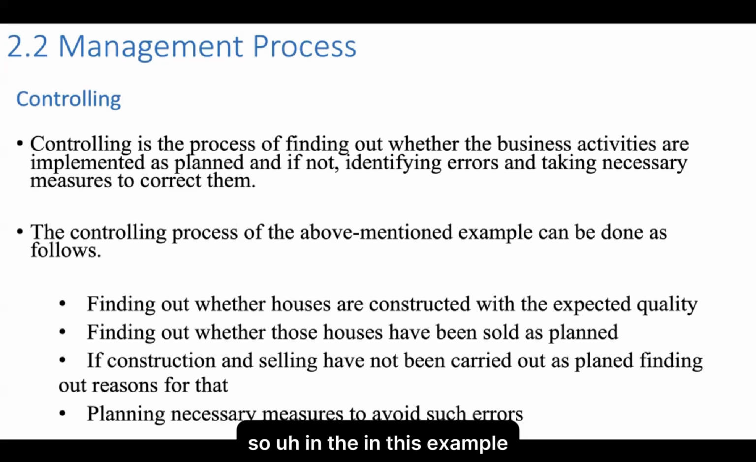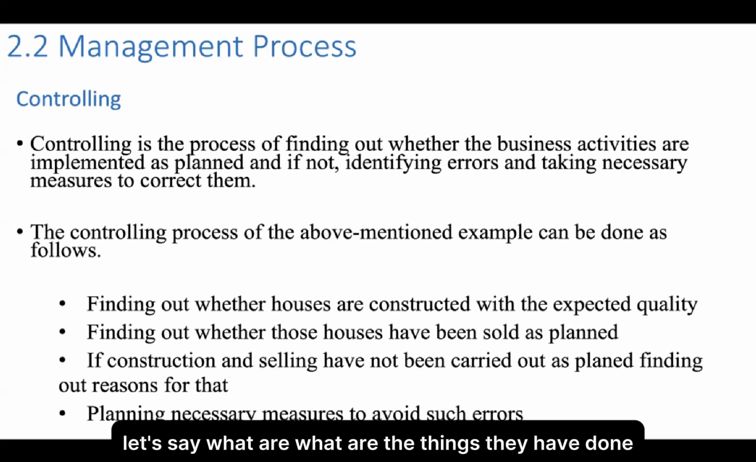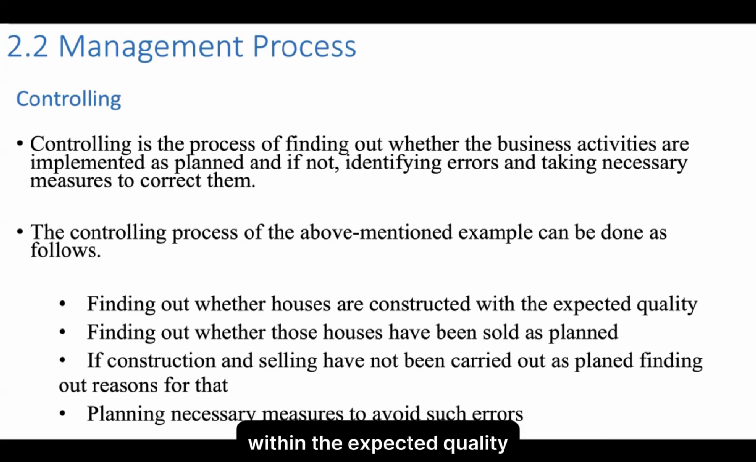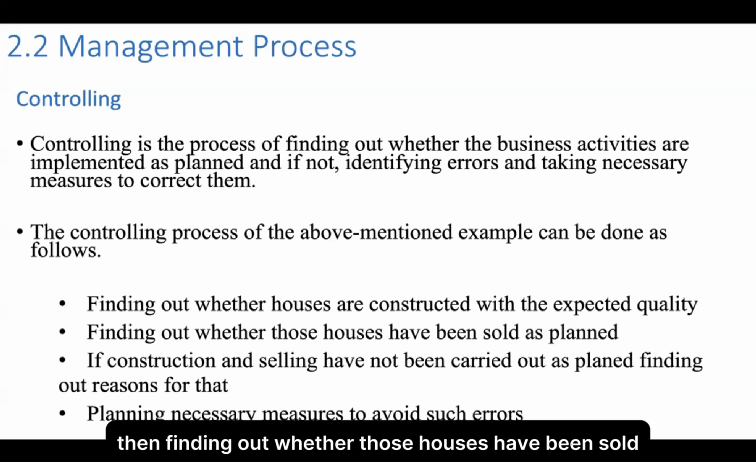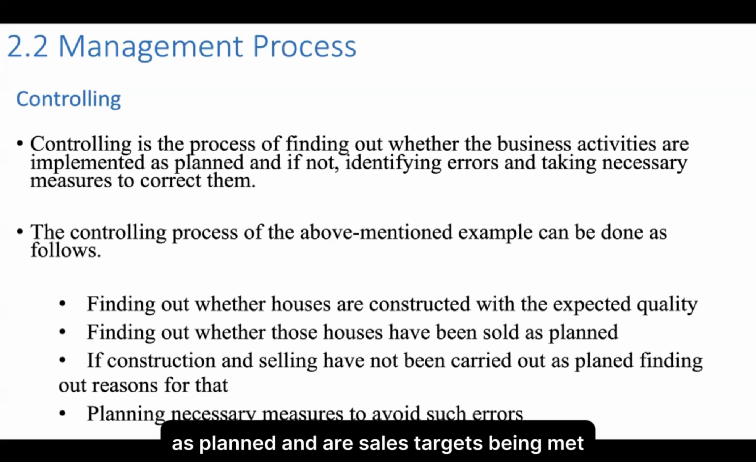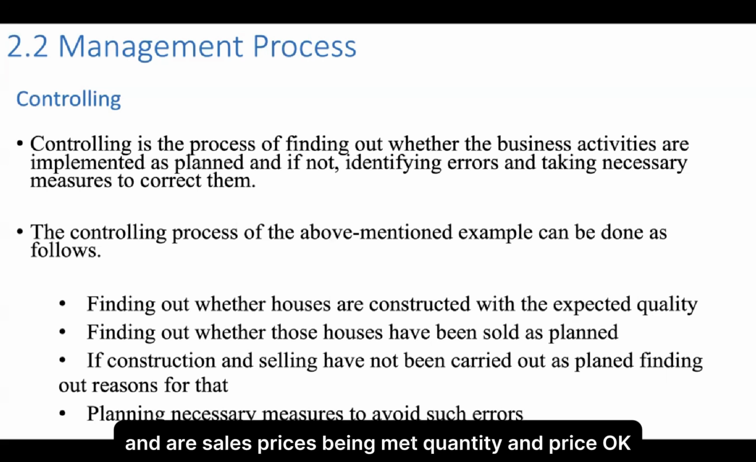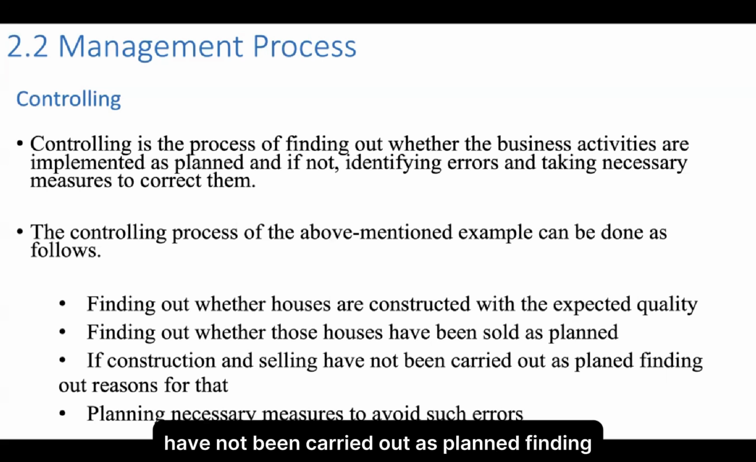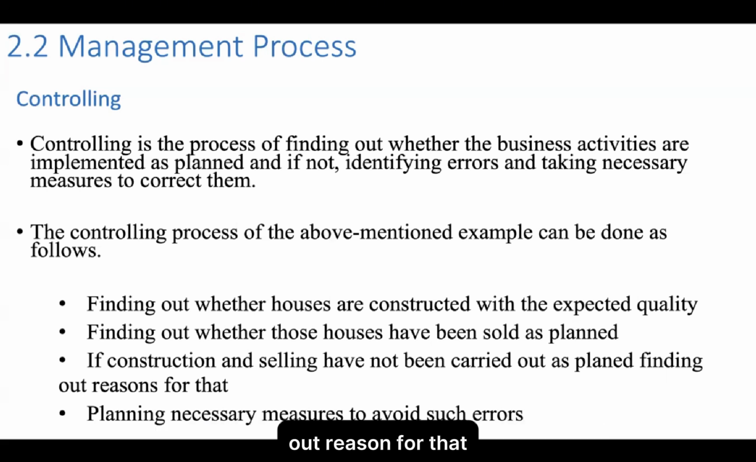So in this example, let's say, what are the things they have done? Finding out whether houses are constructed within the expected quality. We are checking whether the houses are of the expected quality. Are there any cracks? Are there any errors? Likewise, then finding out whether those houses have been sold as planned, are sales targets being met, and are sales prices being met, quantity and price. And if construction and selling have not been carried out as planned, finding out the reasons for that.